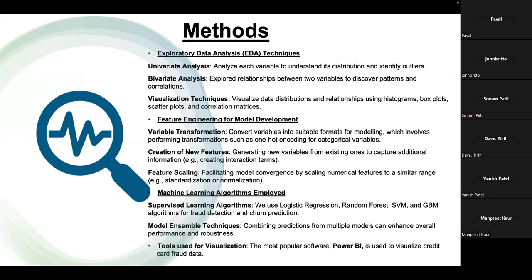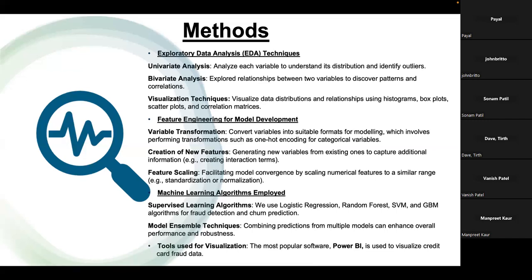understand its distribution and identify any outliers that may skew the data. This will provide us a foundational understanding of the characteristics of the data. Next is the bivariate analysis, which will explore the relationships between pairs of variables. Similarly, we have visualization techniques to visualize the data and uncover meaningful patterns. We can visualize using different techniques, including histograms, box plots, scatter plots, correlation matrix, and everything.